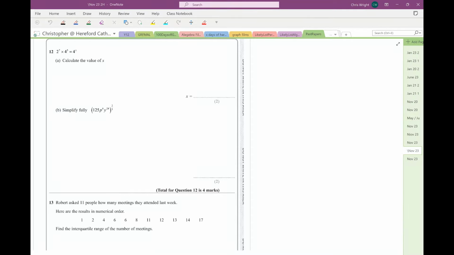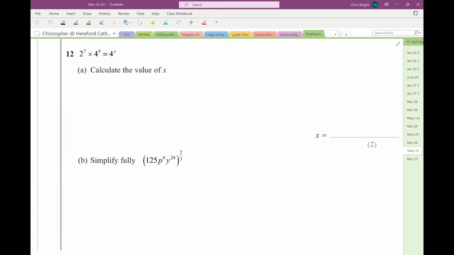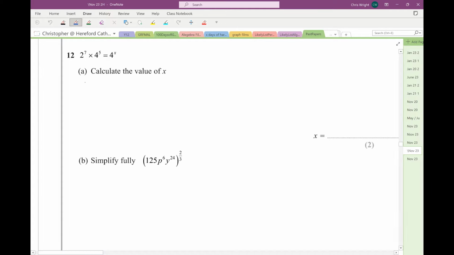Question 12. Right, I've got an equation here. I must find x. What I'm going to do is rewrite this equation, but write everything as base 2. Everything is 2 to the power of something. So that's already 2 to the power of 7. Now 4 to the 5, that's 2 squared to the power of 5. And 4 to the x, that's 2 squared to the power of x.